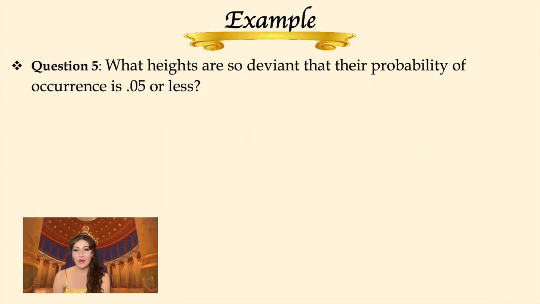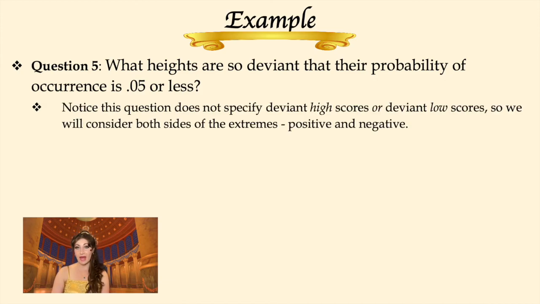Question number 5. What heights are so deviant that their probability of occurrence is 0.05 or less? If we convert the decimal 0.05 into a percentage, we know that that is going to be 5%. So essentially the question is, which scores are so rare, so deviant, that they're going to happen less than 5% of the time? Notice that this question does not specify if the scores are deviantly high or deviant on the low end.